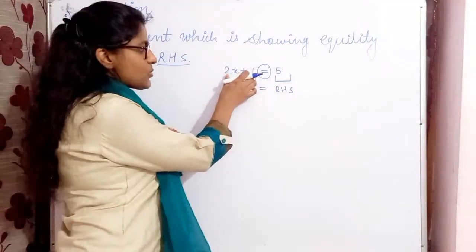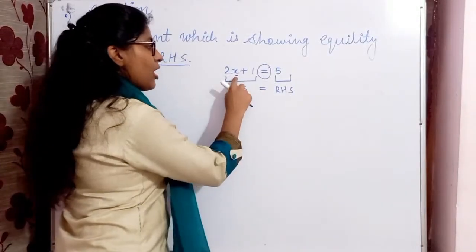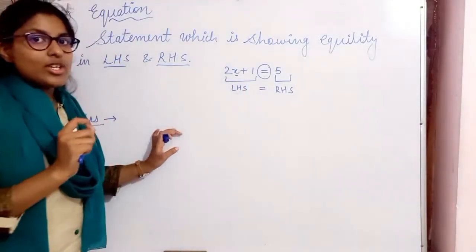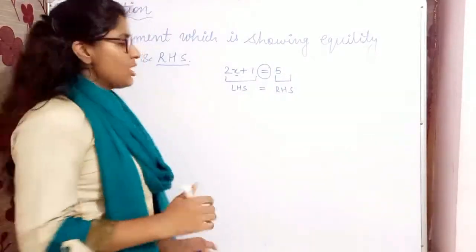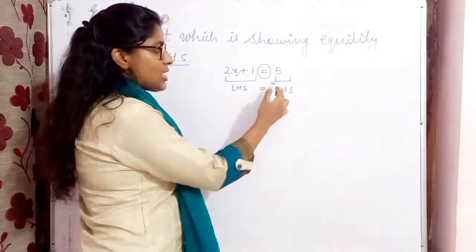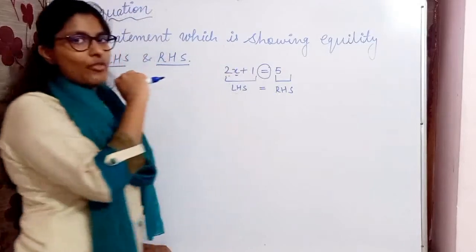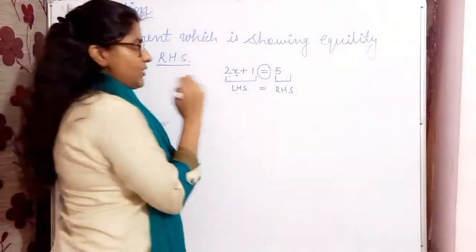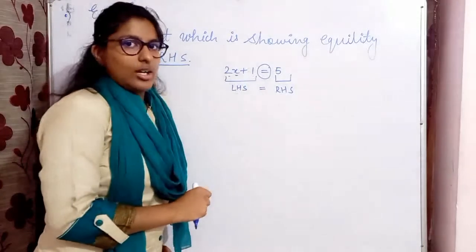Ma'am, how can 2x plus 1 equal 5? Listen student, here is a variable. We know very well that a variable has a fixed unknown quantity. Some fixed value is there, but it is unknown. So here x is the variable, 2x plus 1 is in the LHS and 5 is in the RHS. This 2x plus 1 is equal to the value of 5. So the equal sign is maintaining the equality in LHS and RHS.